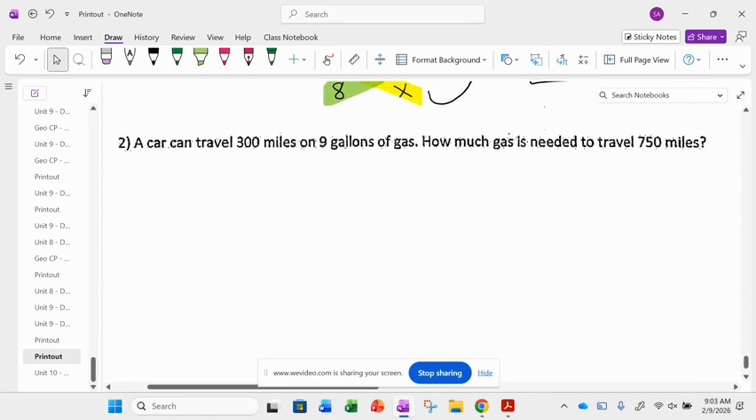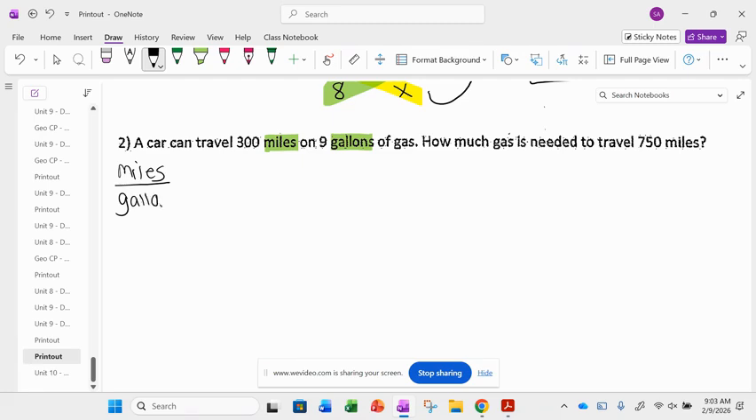All right, next one. A car can travel 300 miles on 9 gallons of gas. So what units are we comparing? You got it, miles and gallons. So I've decided in this problem, I will have miles in the numerator and gallons in my denominator. If you wanted to do gallons in the numerator and miles in the denominator, could you do that? Absolutely. Once you decide, it doesn't matter how you start the ratio as long as you stay consistent in that ratio. So I chose miles to gallons. If you wanted to do gallons to miles, you'd be perfectly fine.